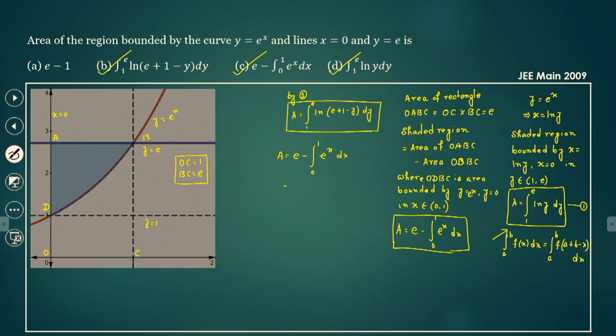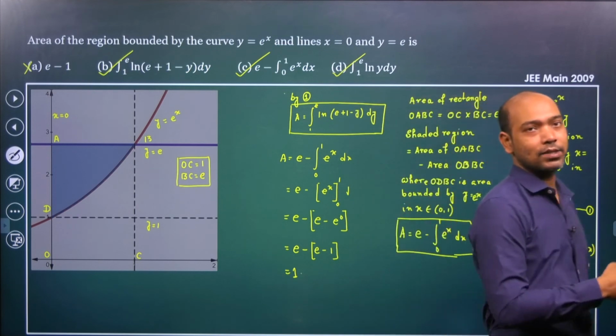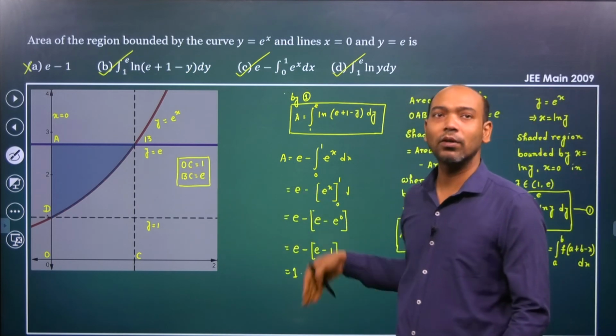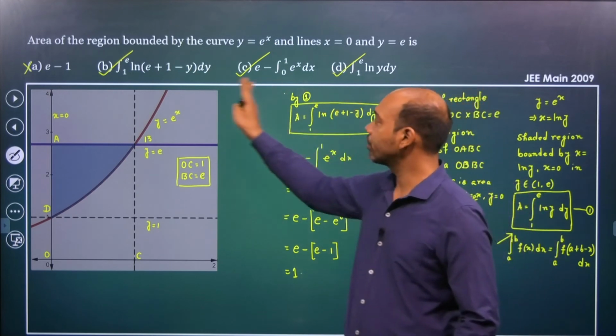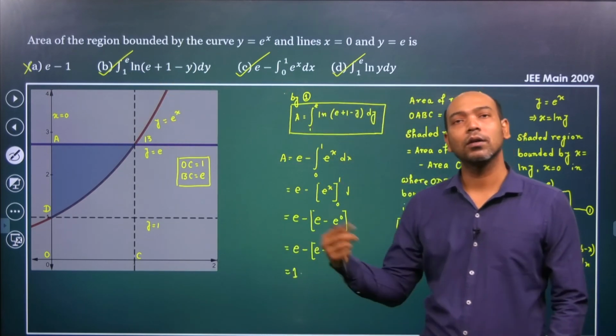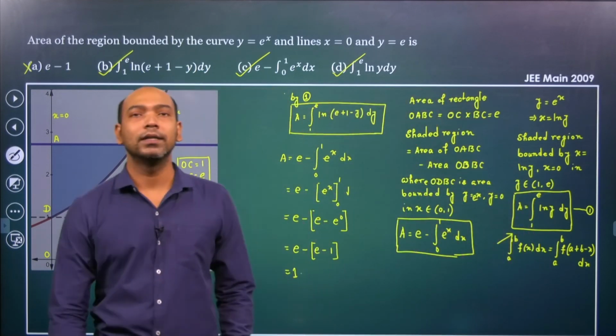We know this formula. So we can say it's e minus e to the power x from 0 to 1. That implies it's e minus e to the power 0, which gives e minus 1, that means it's equal to 1. So we can easily say that for this particular problem, option A is not the correct option. For all cases, whatever the area is, it is 1 unit, not e minus 1 unit. So options B, C, D are all three correct, not option A. Hope you understood the problem. Thank you.